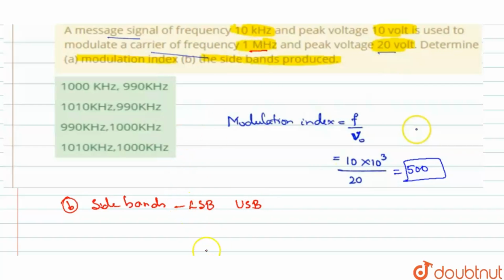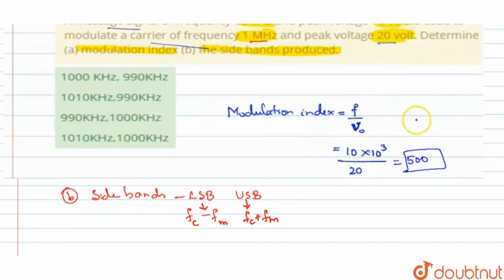If you are writing in terms of kilohertz, let us write the symbols a bit easier. The carrier frequency we will write as FC and message signal we write as FM. So FC minus FM gives you lower sideband, whereas for upper sideband it will be FC plus FM. Now both we will find out.